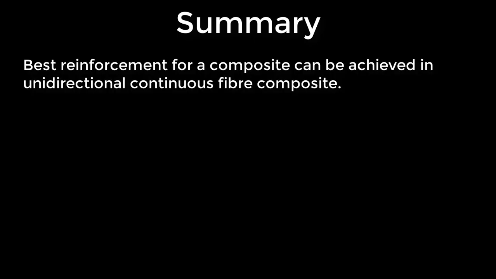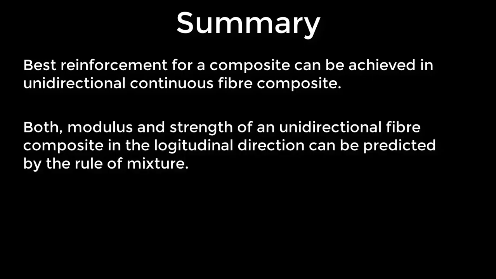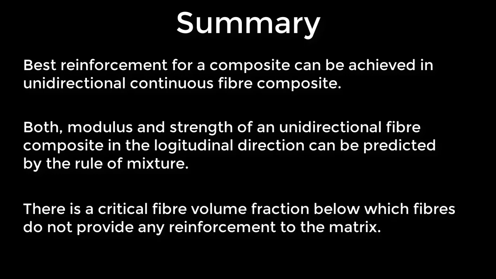Finally, I would like to summarize. The best reinforcement for a composite can be achieved in a unidirectional continuous fiber composite. Both modulus and strength of a unidirectional fiber composite in the longitudinal direction can be predicted by the rule of mixture. There is a critical fiber volume fraction below which fibers do not provide any reinforcement to the matrix.